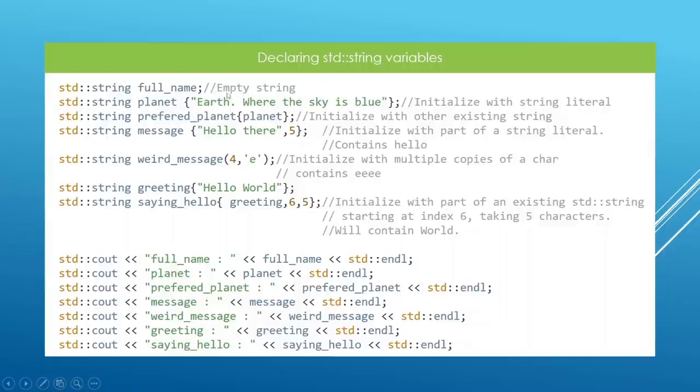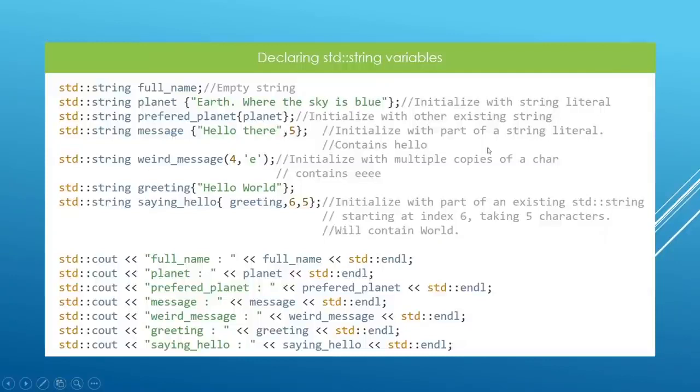We can also put in our string and initialize that with a string literal, and it is going to work. Another way of doing this is initializing a string with another string, which we are doing down here. We can also set up another string and initialize it with part of another string literal. So for example, message here is going to be hello, and it's only going to grab 5 characters from this string literal.